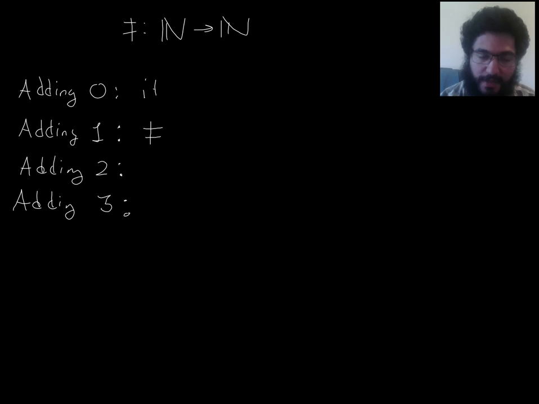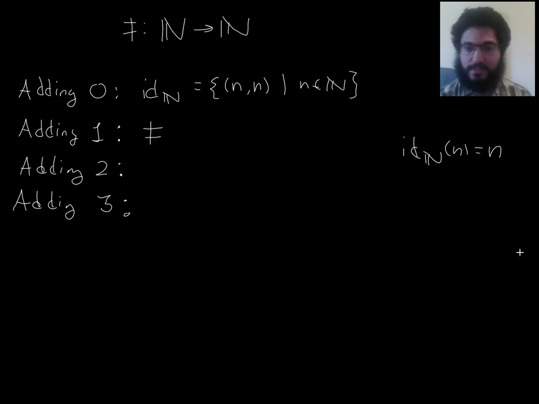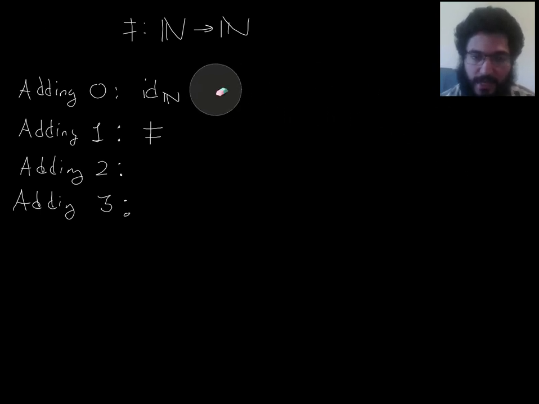We know somebody by that name. The identity function on n, right? The identity function on n is this collection of pairs. It just sends every natural number to itself. If you look at what it does to an input, the answer is nothing. It just gives you that input back. So there's our adding 0.